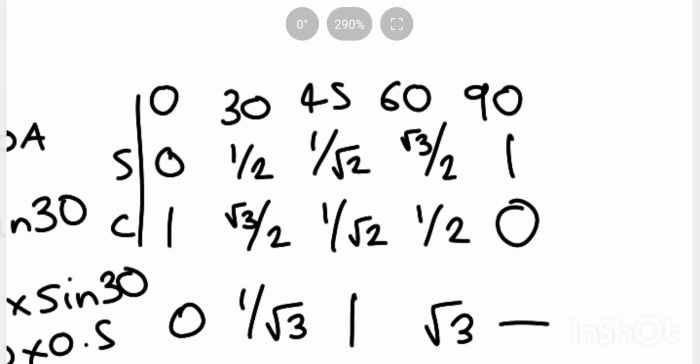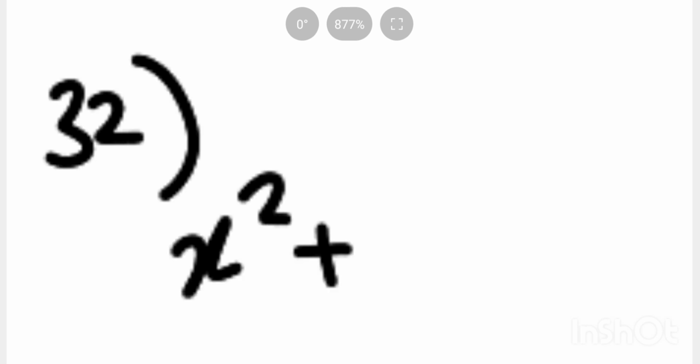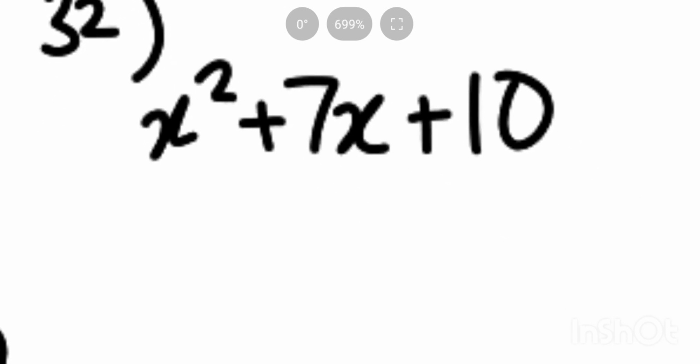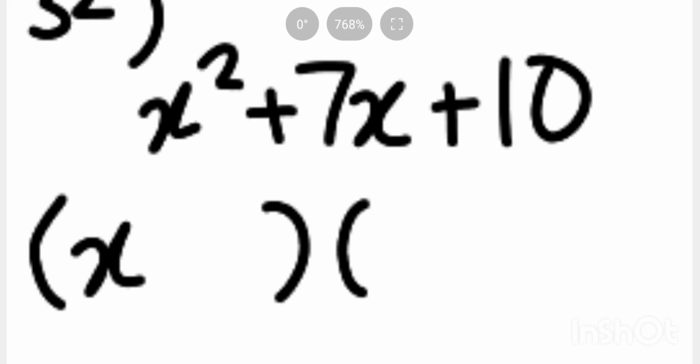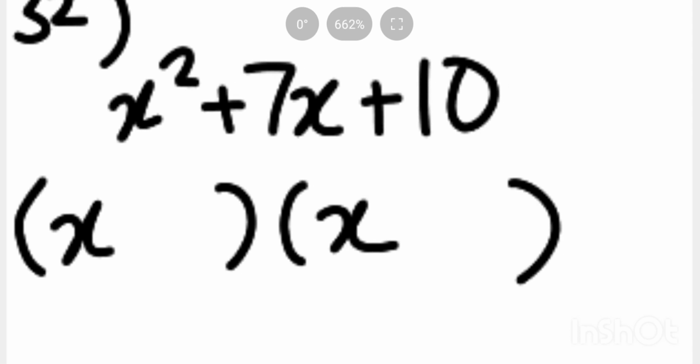Then the next question, the last question, is question 32. We need to factorize x squared plus 7x plus 10. We have a quadratic here, which means we're going to have two pairs of brackets when we factorize. To find out what numbers go in each of these brackets, we need to find two numbers that multiply together to give 10, but add up to give 7.